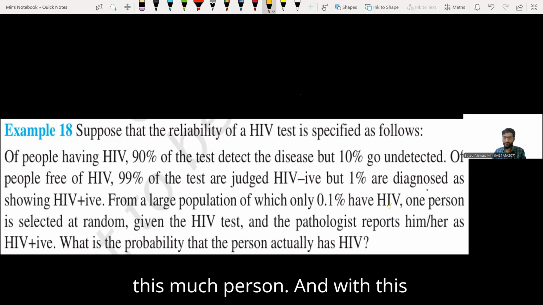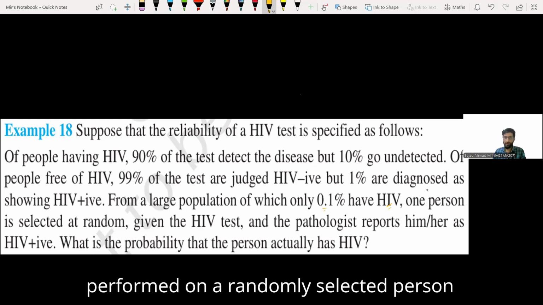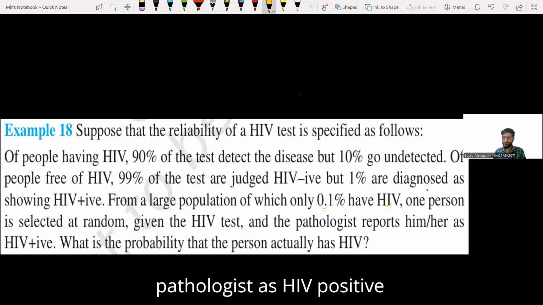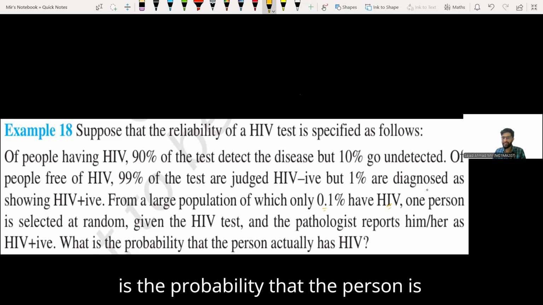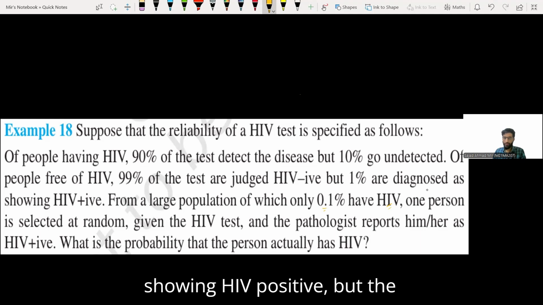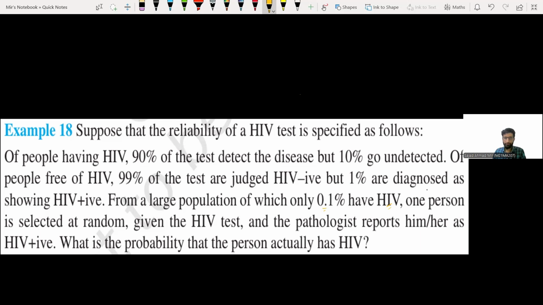Only this much of the population has HIV, and with this information, a test is performed on a randomly selected person, and he receives a report from the pathologist as HIV positive. Now, our job is to find the probability that the person actually has HIV. His result shows HIV positive, but the reliability of the test is given. With this, how can we tell the likelihood that the person actually has HIV?